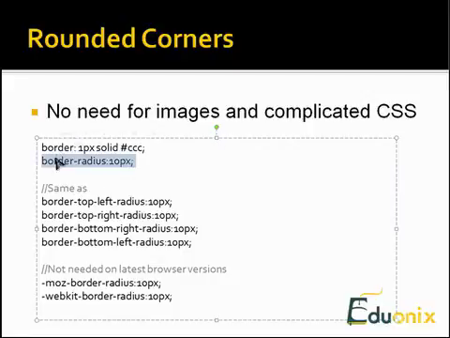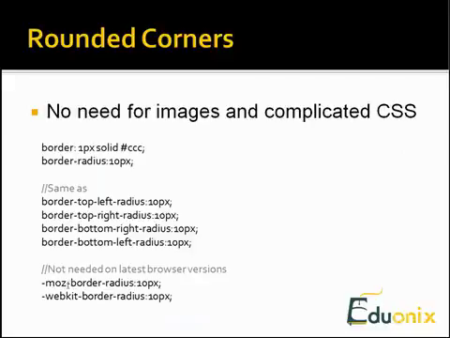Now if we call this property here, it makes all the corners of the object rounded. But we could just round certain corners: top left, top right, bottom left. So we could have a box that has rounded corners on the top and then straight on the bottom.